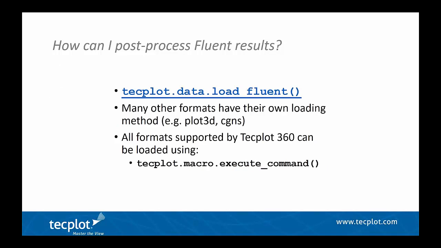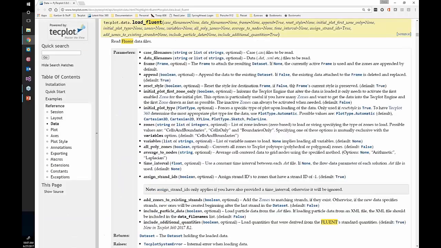So next question, how can I post-process Fluent results with PyTecplot? Well, we do have a function to load Fluent files. It's just under the data namespace, called load_fluent, and if you click on this link, actually, we can show what the documentation looks like for this function. And it has a lot of capabilities in it, a lot of different arguments that we can use to determine how the data is loaded or interpreted, actually, from the Fluent files.